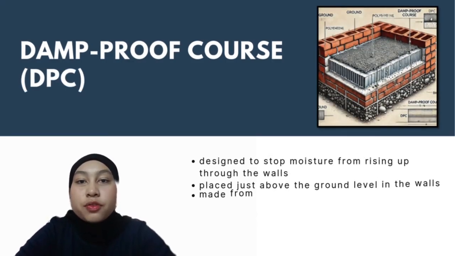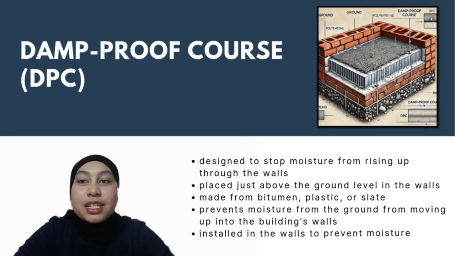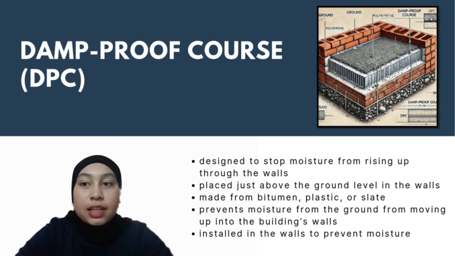Secondly is damp-proof course (DPC). DPC is an important part of a building's construction that is designed to stop moisture from rising up through the walls and is placed just above the ground level in the walls. It is typically made from materials like bitumen, plastic, or slate and acts as a barrier that prevents moisture from the ground from moving up into the building's wall.